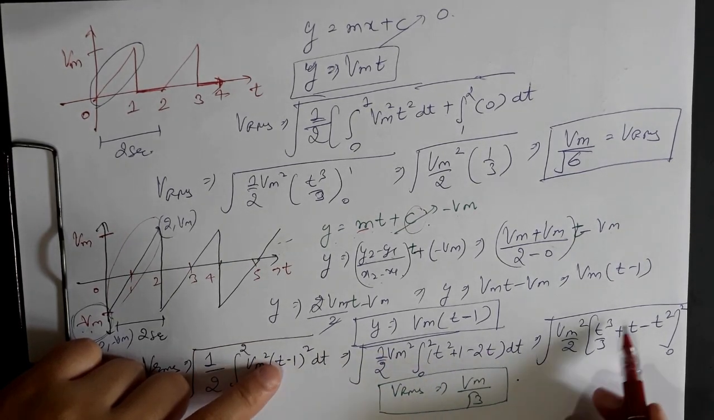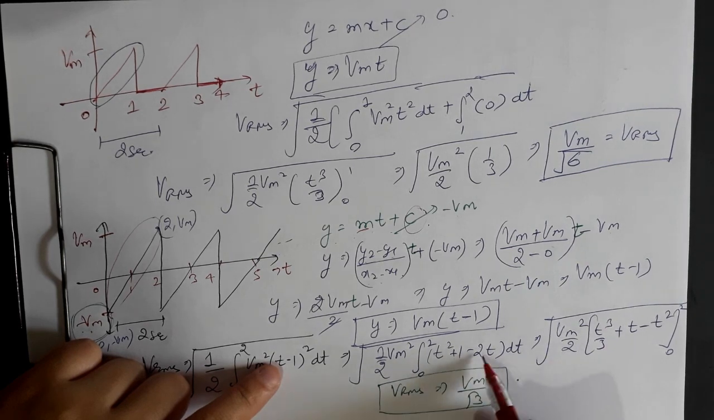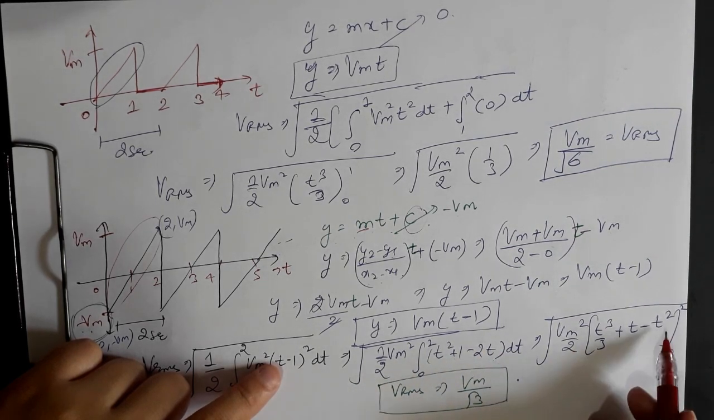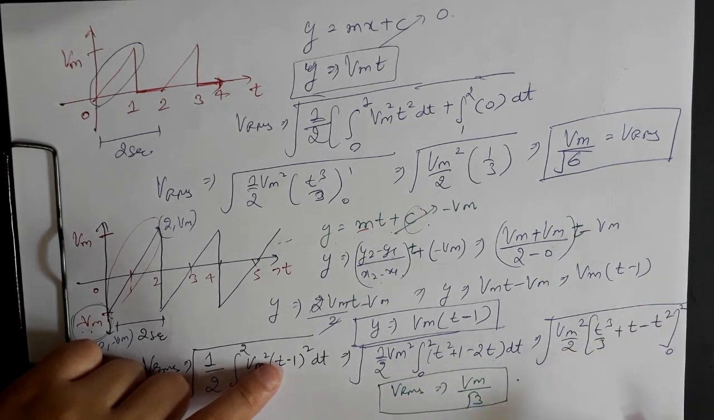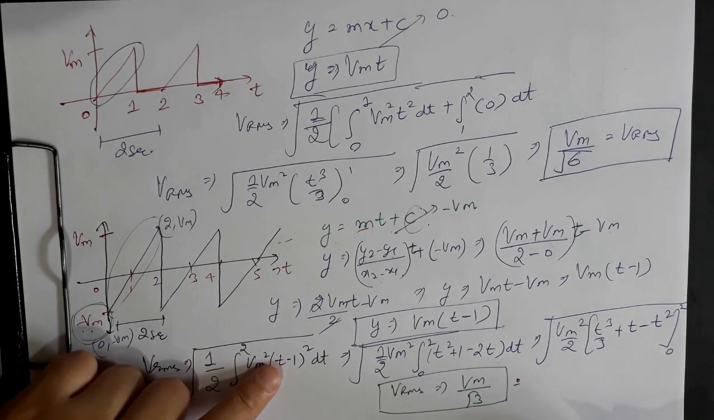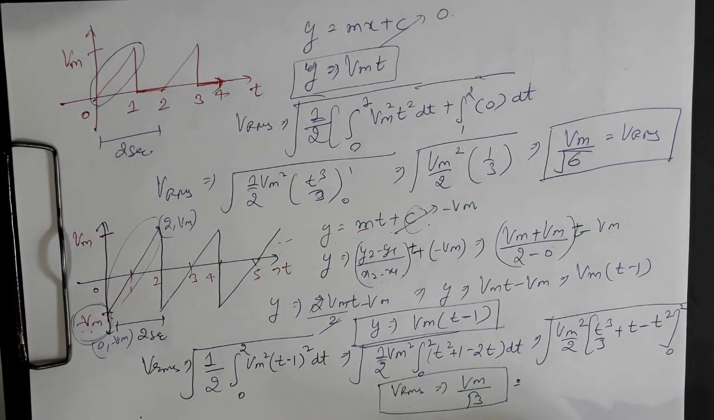Now integrate it, t cube upon 3 plus t square upon 2, 2 से 2 कैंसिल हो जाएगा तो माइनस टी स्क्वायर फ्रॉम 0 to 2. पुट द वैल्यू ऑफ t as 2 here. We get VRMS is equals to Vm upon root 3. So friends, these are all cases which we have covered.